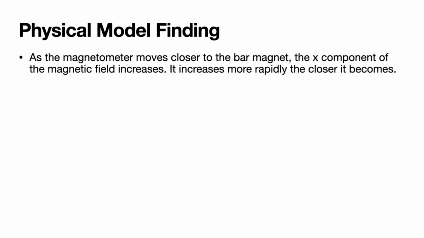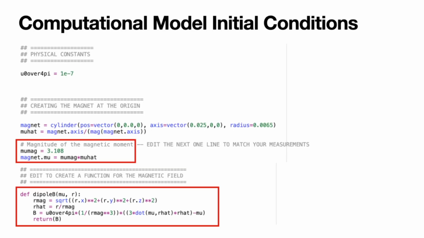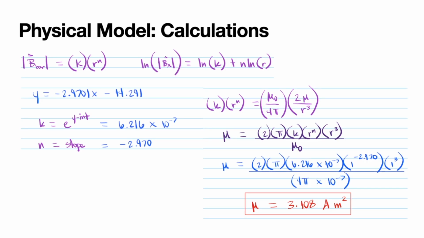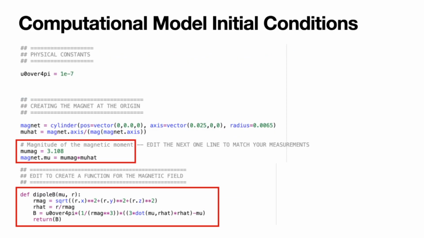Quick observation: as the magnetometer moves closer to the bar magnet, the X component of the magnetic field increases. It increases more rapidly the closer it becomes. So, computational model, initial conditions: the mu value that we got right here, 3.108, is coming back into the initial conditions for the computational model, and then the formula in this red box for the function for the magnetic field, and you can see how that code was written.